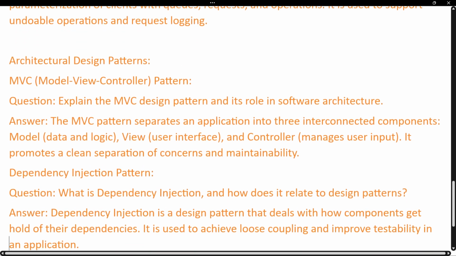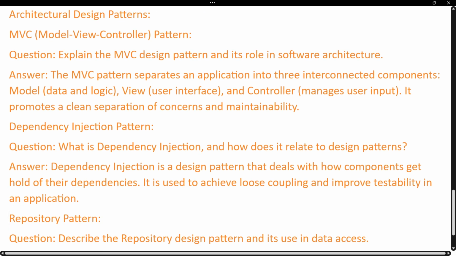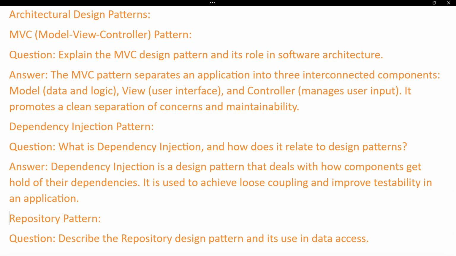Now we will go to the architectural design patterns. The architectural design patterns include the model view controller, called the MVC pattern. So what is the MVC pattern? Explain the MVC design pattern and its role in software architecture. MVC separates an application into three interconnected components: model, view and controller. The model handles data and logic, the view controls the user interface, and the controller manages user input. It promotes a clean separation of concerns and maintainability. That is part of the architectural design patterns.